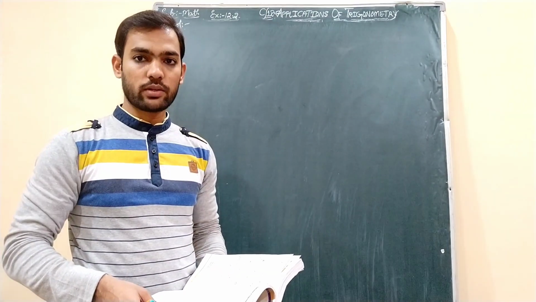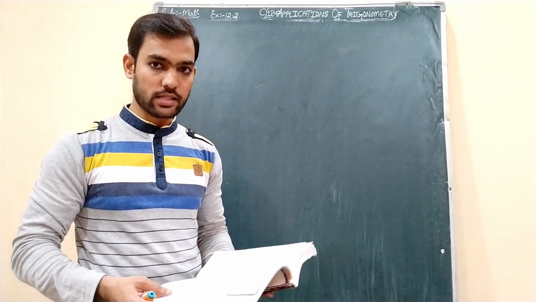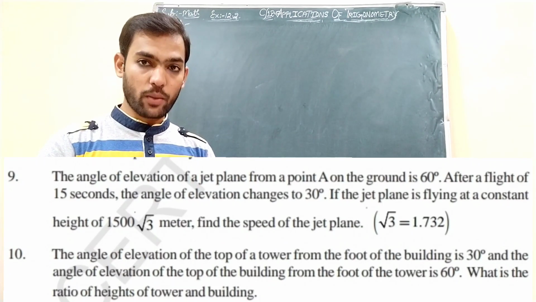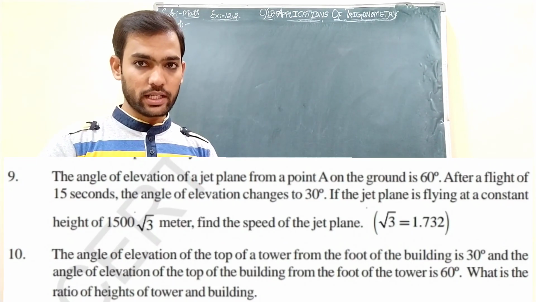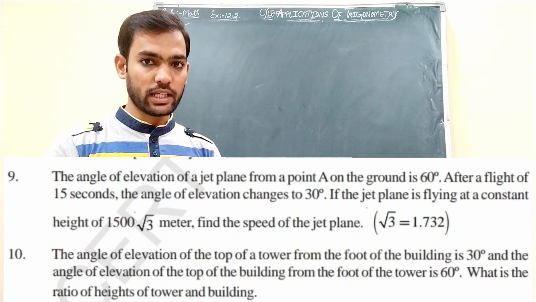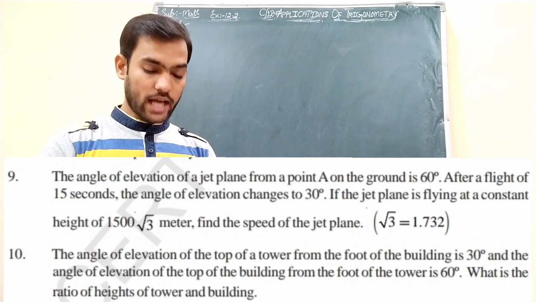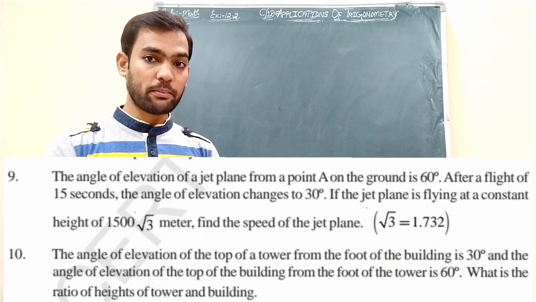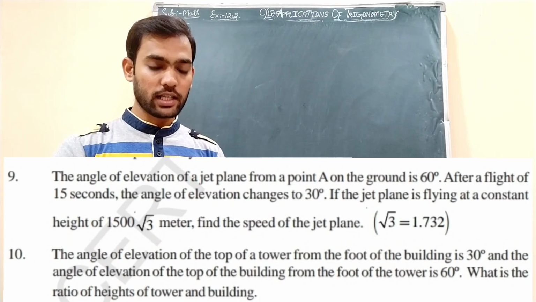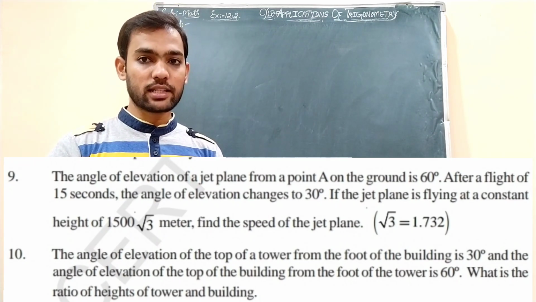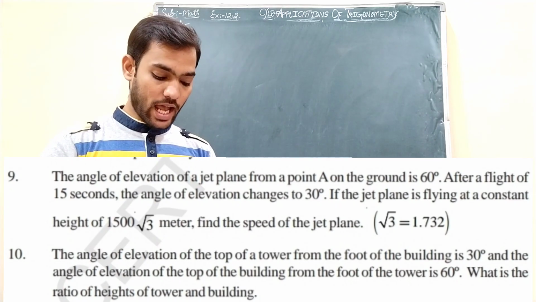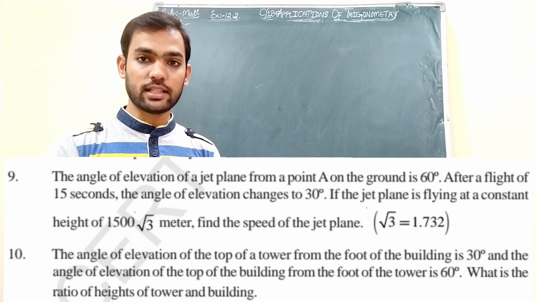So students, now we are going to do the last question of this exercise as well as of this chapter. The question is, the angle of elevation of the top of a tower from the foot of the building is 30 degree, and the angle of elevation of the top of the building from the foot of the tower is 60 degree. So by saying this, you can say that the building is larger than the tower, because the angle of elevation to the tower is 30 degree and to the building is 60 degree.